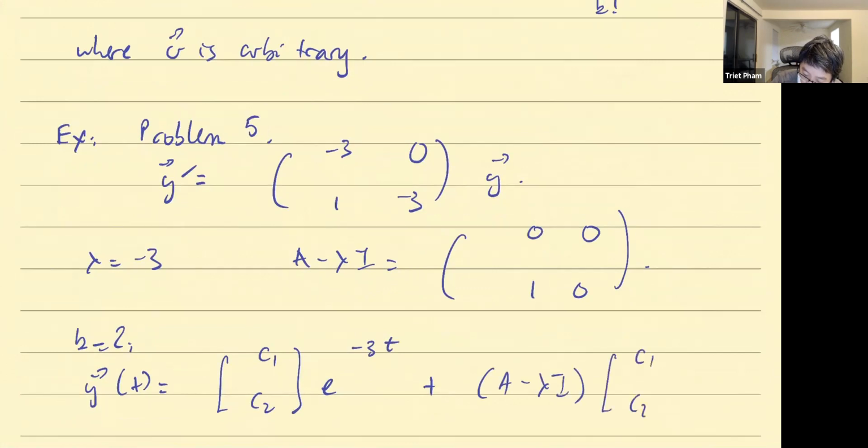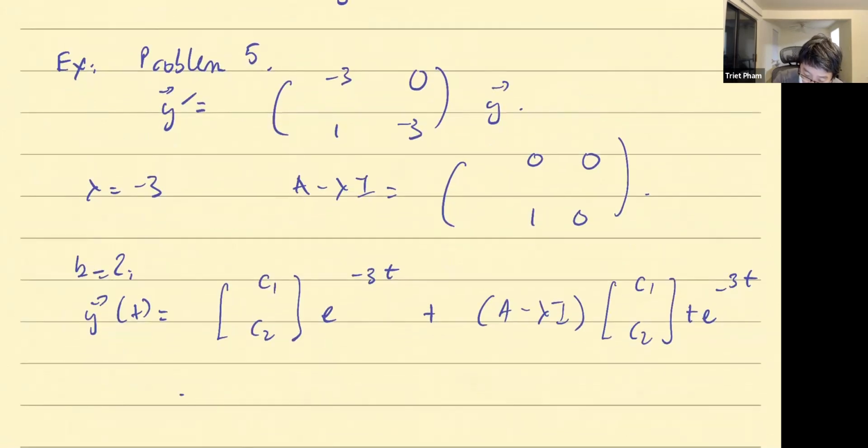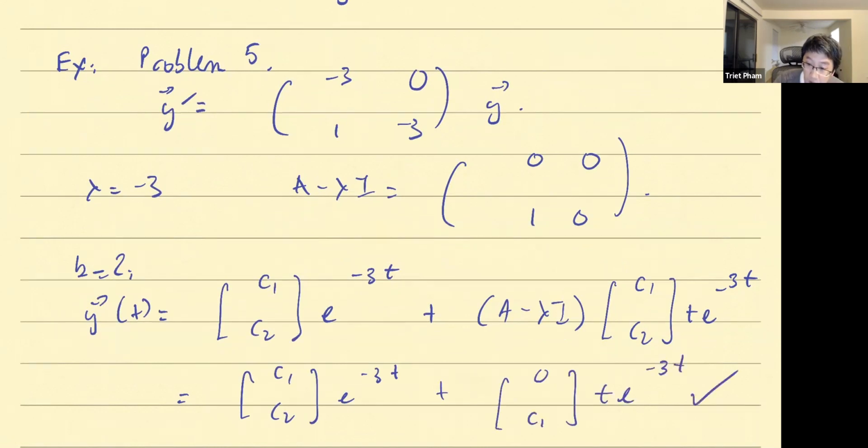I'll just do this, all right, so that you see it. But what's A minus lambda I times C1, C2? C1, C2 e to the minus 3t plus 0, C1. Isn't that what we got? So you see, you do not even need to calculate eigenvalue. You don't need to calculate eigenvector and pseudo eigenvector in this case. You got it.